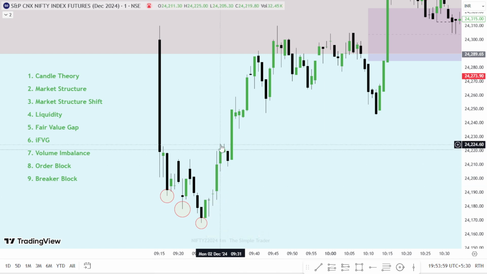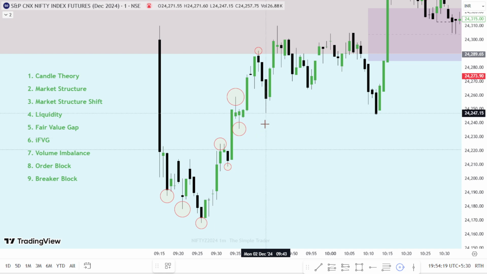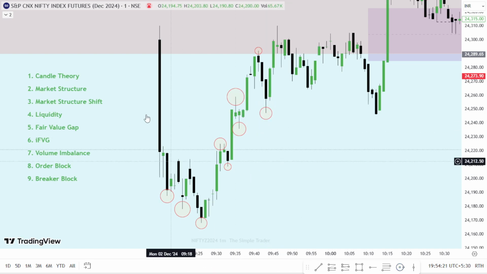So here, as you can see, this is a high. The next high is a higher high. Again, the next high is a higher high. Also, the lows: this is a swing low, this is a higher low, and this is also a higher low. Correct? While in shorts, there will be lower lows and lower highs. These are the lower highs. In longs, there will be higher highs and higher lows. So this is the market structure.